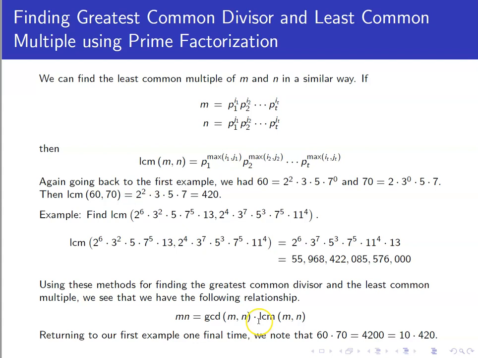They just may not necessarily be in the same order that they were when you multiplied your m and n together, but they're still the same exact set of exponents that you're going to add together as you did when you multiplied the m and n together originally. So you get the relationship that the product of the two numbers must be the same as the product of the GCD and the LCM. So again, just one last time, we note that if we take the product of 60 and 70, we get 4,200, which certainly is the same thing as 10 times 420.